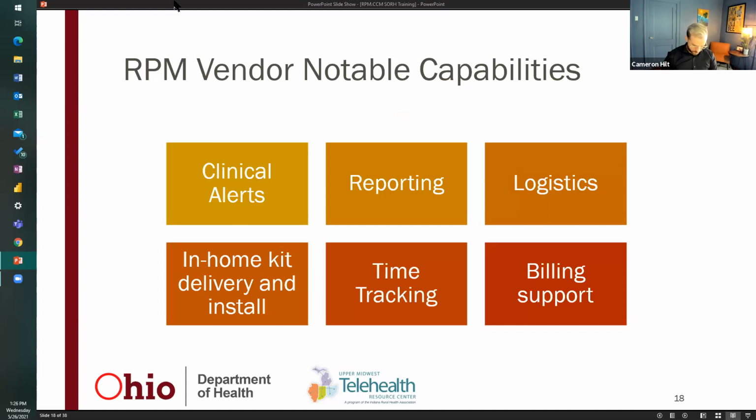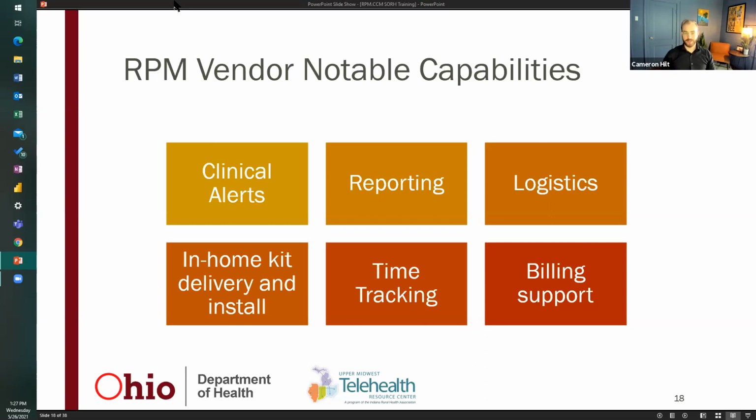When you are looking to implement these services, perhaps you don't really have the capability to take all of these things on internally. And so you may be looking for a vendor that can ultimately help you to deliver these services. When you look at a typical RPM vendor, these are some of the main supports that they will be able to offer you. The first one being clinical alerts. Essentially how this works is those peripheral devices will feed data into a database that can be pulled from the provider standpoint or whoever's looking at that data.